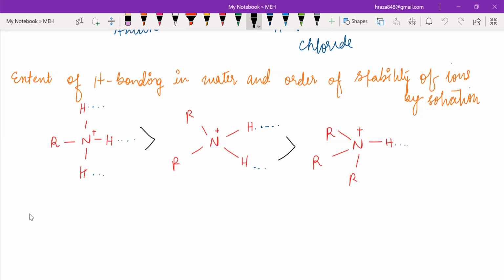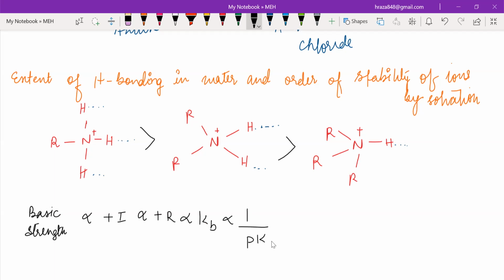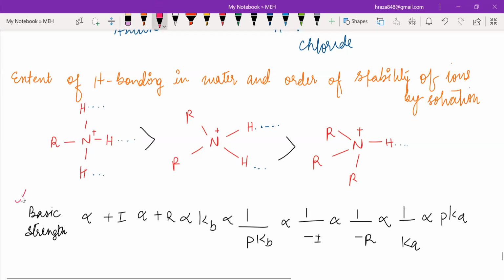Also, I already told you in the previous chapter that basic strength is directly proportional to the group having more plus I, donating group, plus R, directly proportional to Kb, inversely proportional to pKb, and inversely proportional to withdrawing group in resonance, inversely proportional to K, acid dissociation constant, and directly proportional to pK, which is the opposite of this. This is how we do.